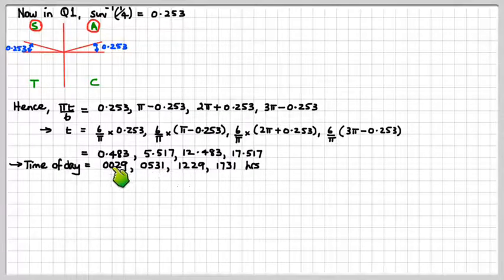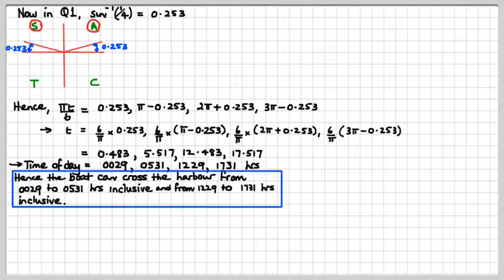So we want these times and in between those times as the applicable times when the boat can get across the sandbar into the harbour. So I say like this: hence the boat can cross the harbour from 0029 to 0531 hours inclusive, and from 12:29 to 17:31 hours inclusive.